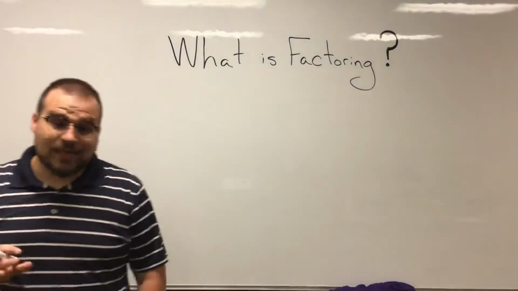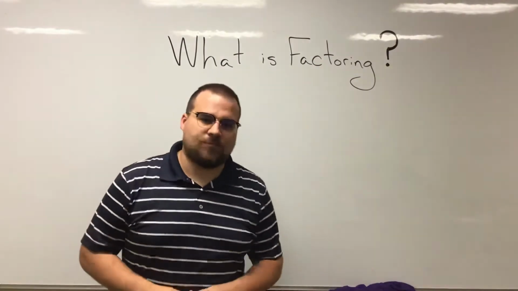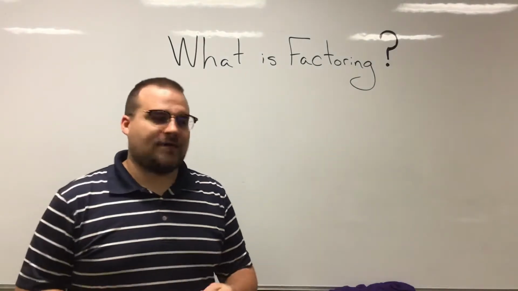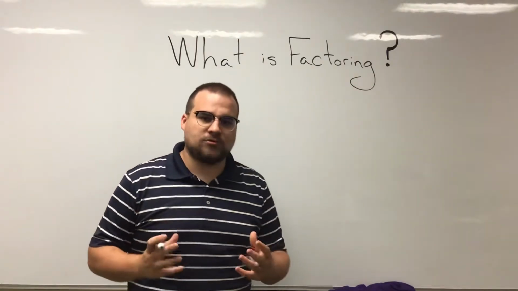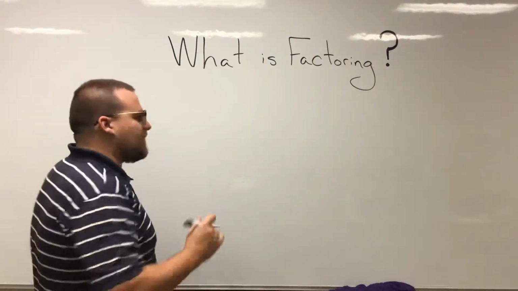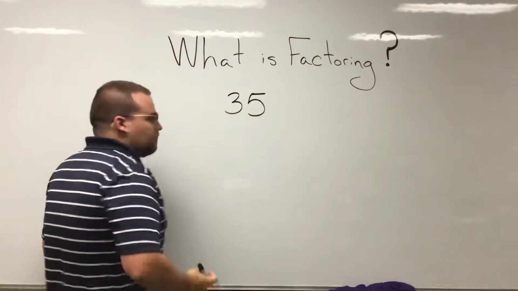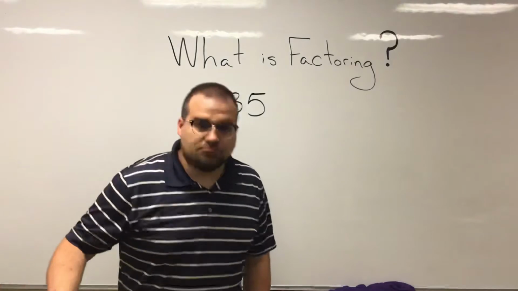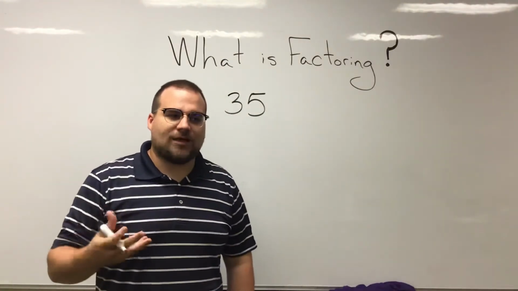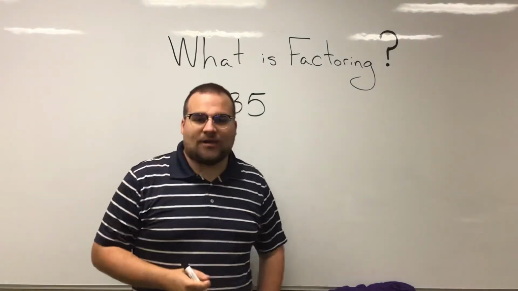Hey guys, today we're going to answer the question, what is factoring? Now to do that, I want to use an analogy that just uses some whole numbers and processes that we're all familiar with. Let's imagine you have the number 35. Now, 35 is a good number, but what if we wanted to find an equivalent way to write this? How might you do that?